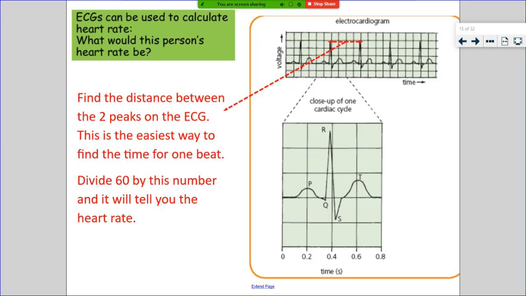And if you divide 60 by the length of a cardiac cycle, then you'll be able to calculate somebody's heart rate. If that didn't make sense, pause, rewind, listen to what I've said again, and try and suss it out.